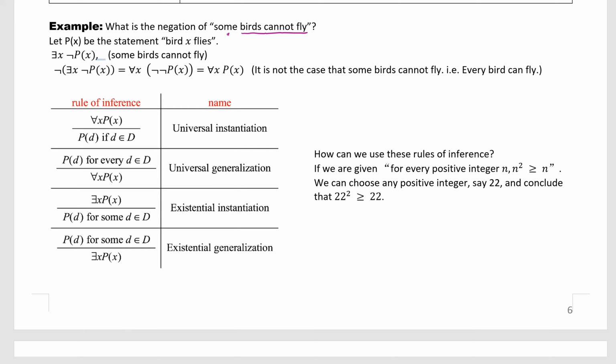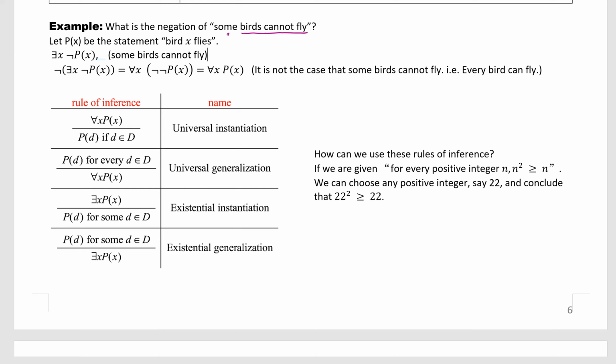How about the negation of that? The negation of there exists x, not P of x means for all x, and the not cancels, so we get for all x, P of x. So it is not the case that some birds cannot fly, that means all birds can fly. So every bird can fly. So far, so good, everybody?